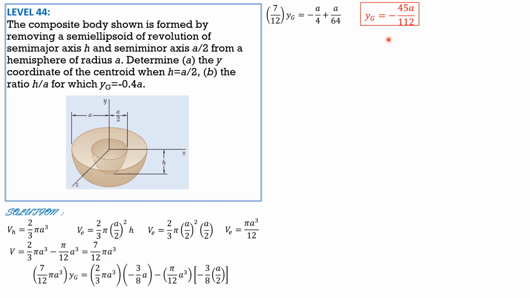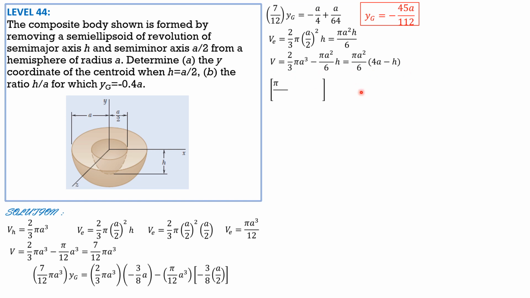Then for the second part, the ratio h over a for which yg is negative 0.4a. The volume of the ellipsoid this time, using the general formula, is 2/3 pi times a over 2 squared times h, or pi a squared h over 6. The net volume is the volume of the hemisphere minus the volume of the ellipsoid. If we factor out pi a squared over 6, we have 4a minus h. So that's the net volume.